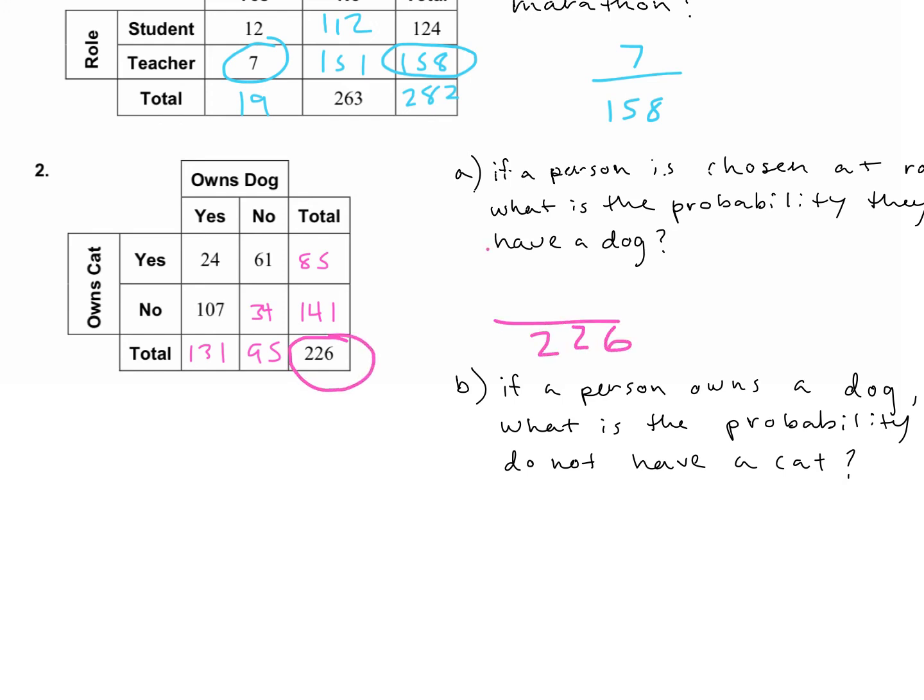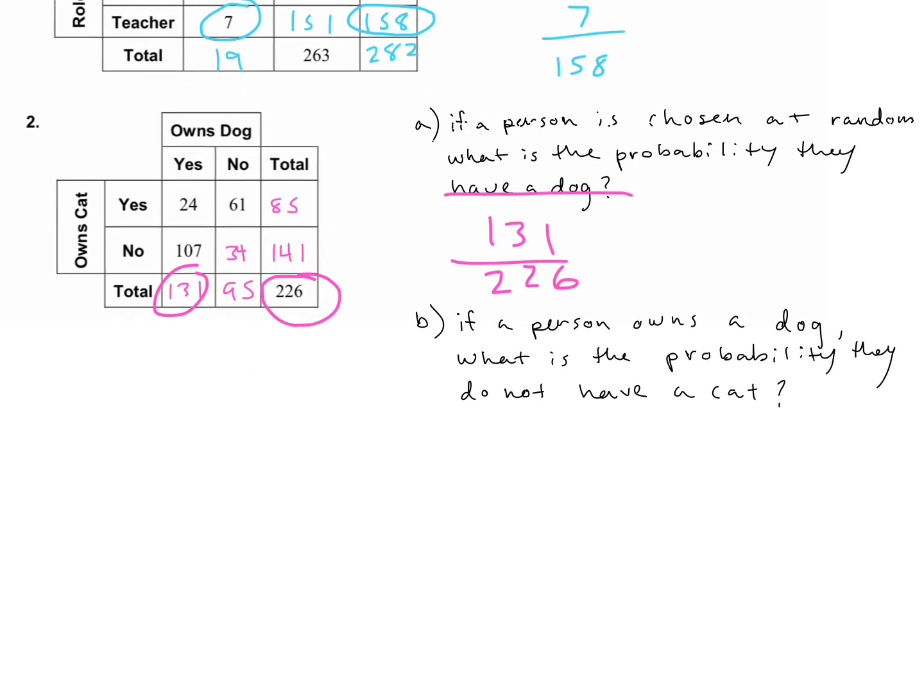What is the probability that they have a dog? So all the people that have a dog, it's 95. So 95 out of... own a dog would be, yes, here, 131. So 131 out of 226. We could simplify this fraction if it can be simplified, or you could always just leave it as a decimal, because that way you don't even have to worry about whether it can be simplified. Just put it in your calculator, divide it, give me the decimal.